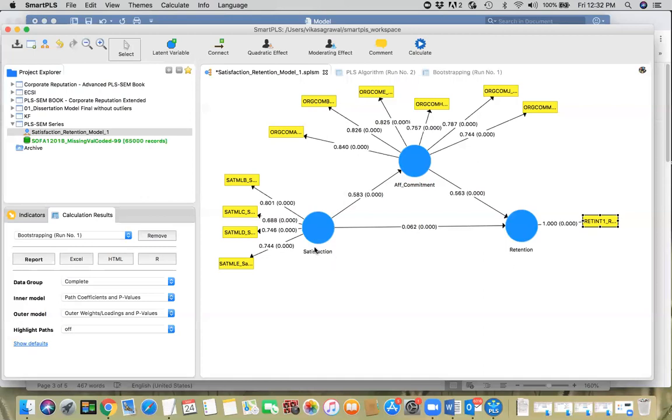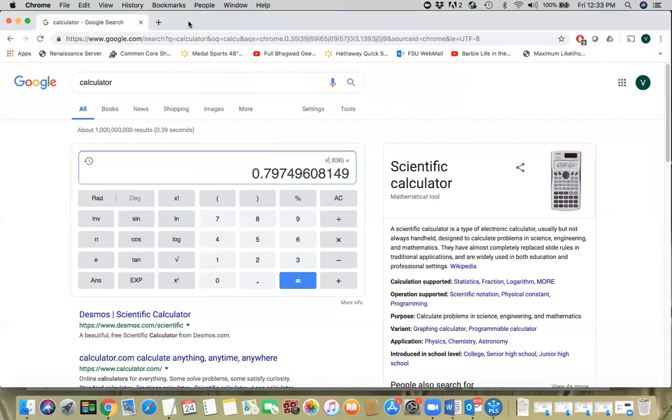For example, the indirect effect of satisfaction on retention is going to be the effect of satisfaction on commitment and commitment on retention. So you can find the indirect effect here. Basically, if you multiply these two things, 0.583 and 0.63, the coefficient that you're going to get is the indirect effect. Okay, and the total effect is going to be the indirect effect plus the direct effect. So let's go back to our calculator here.